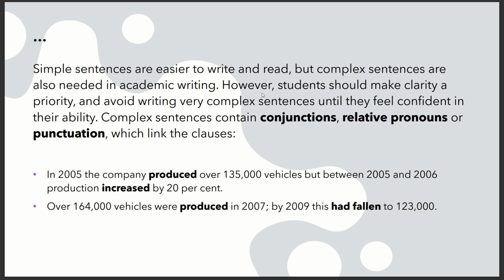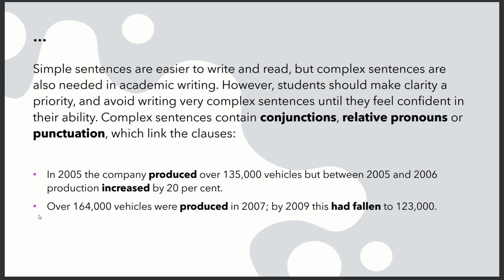But if you feel confident enough in your ability, then it's okay. You can write complex sentences as well. Students should avoid writing very complex sentences until they feel confident in their ability. And complex sentences contain what? Conjunctions, relative pronouns, or punctuation, which link the clauses in different ways. We have two examples. In 2005, the company produced over 135,000 vehicles, but between 2005 and 2006, production increased by 20%. Very easy, not a big problem.